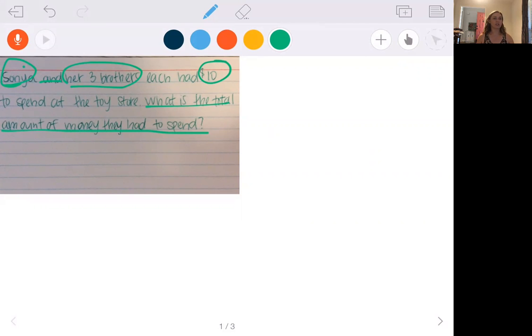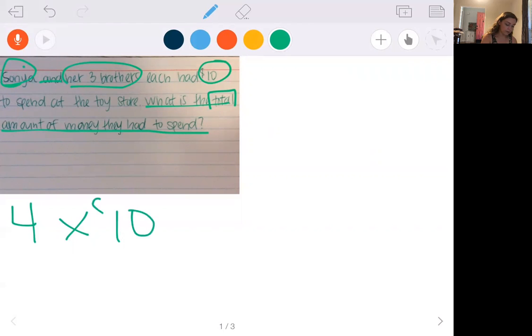And when I look at my question, it says, what is the total amount of money? And that word total tells me that I need a number that's bigger than the numbers that I already have. So I know that I'm going to have to be multiplying because I decided I could either only multiply or divide, and I needed to get bigger. I'm looking for a total. I'm looking for a whole. I have my parts, and I'm looking for the whole. So I have Sonia and her 3 brothers, which is 4 people, times they each had $10.